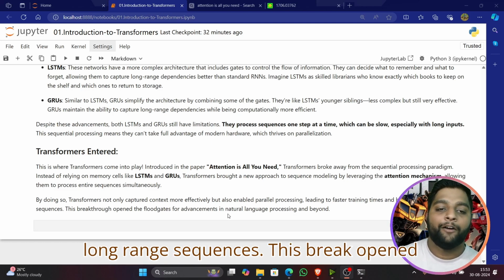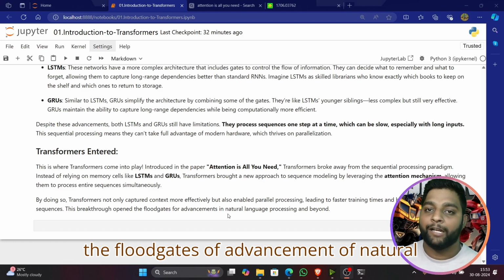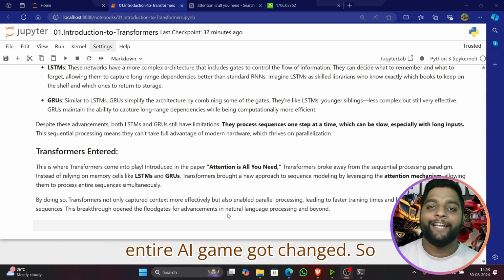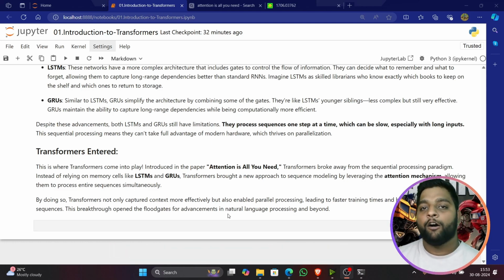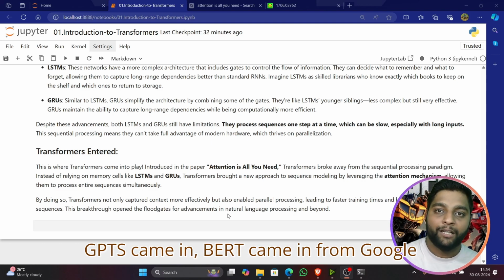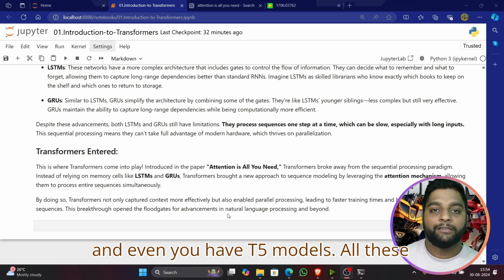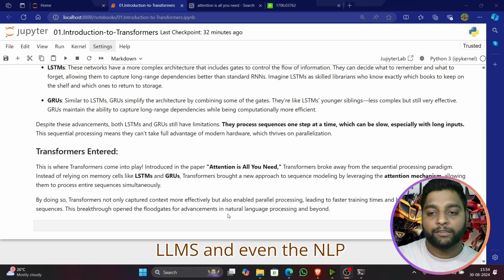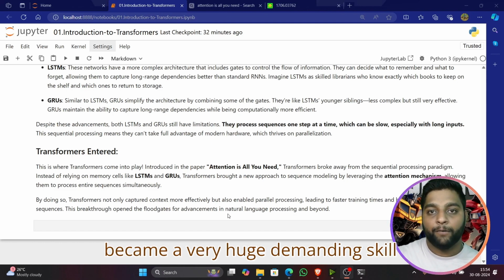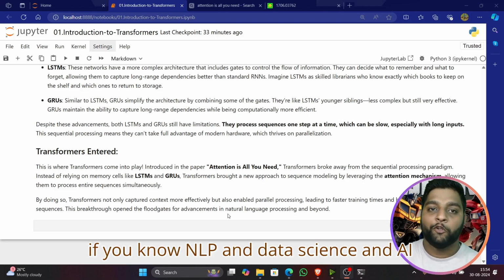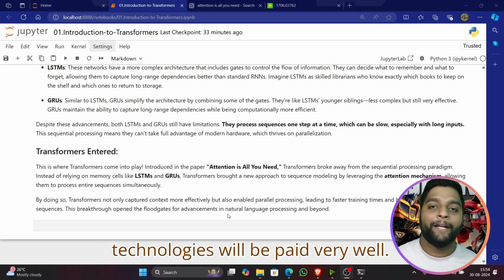This breakthrough opened the floodgates of advancement in natural language processing. Once transformers came into the picture, the entire AI game changed. All the latest LLMs, AI models, GPTs came in, BERT came in from Google, and you even have T5 models. All these models came in at one shot, and LLMs and NLP became a hugely in-demand skill, previously and also at present. Even now, if you know NLP, data science and AI technologies, you will be paid very well.